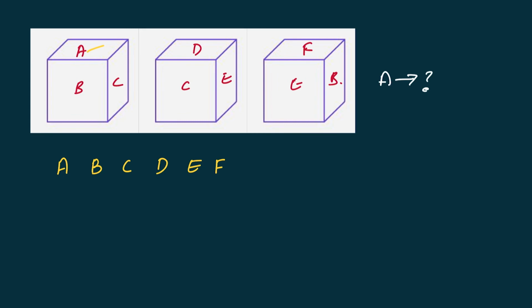So have a look here, we have to find the opposite side of A. From this, B and C are not opposite to A. So observe the remaining figures. No A is found. And we know B and C are not opposite to A, so it should be either D or E or F.